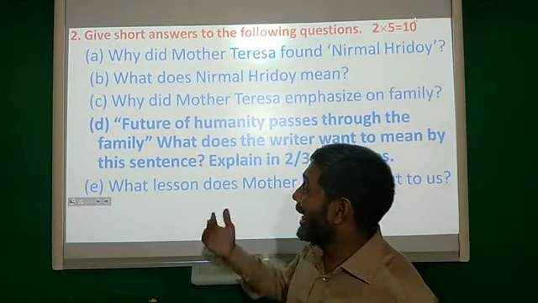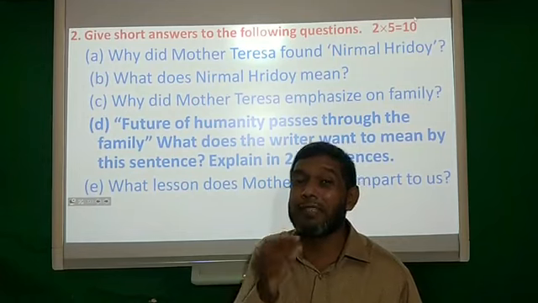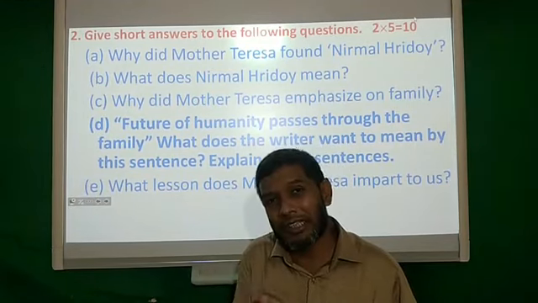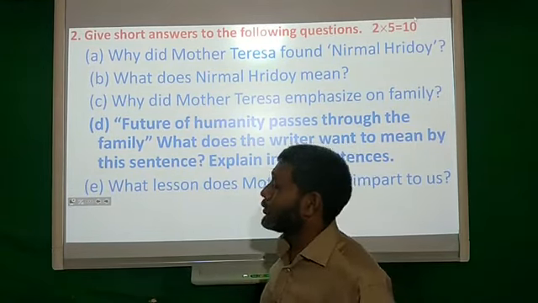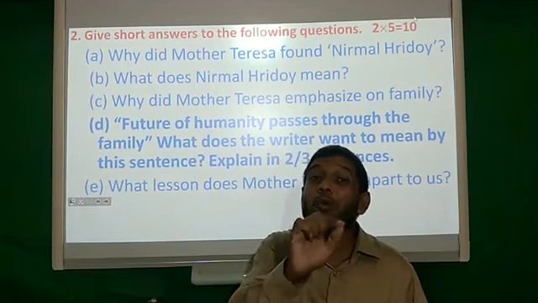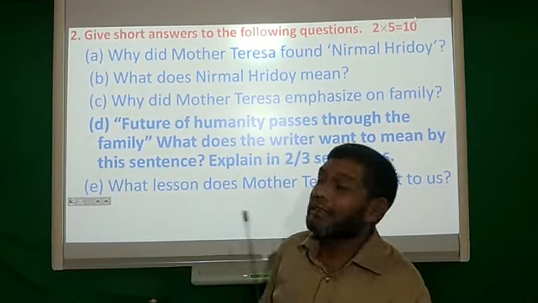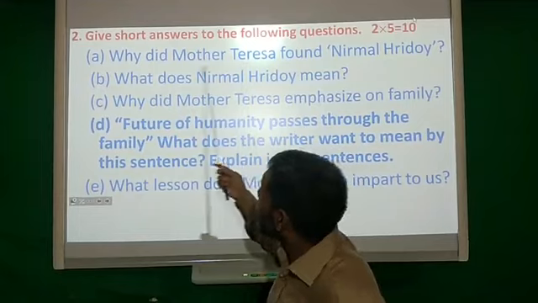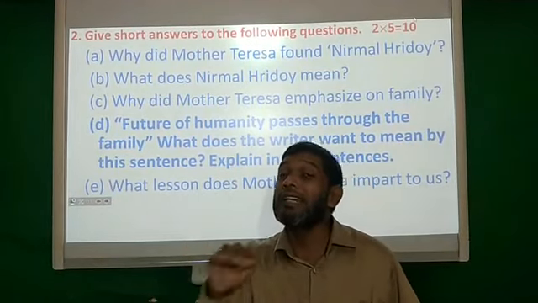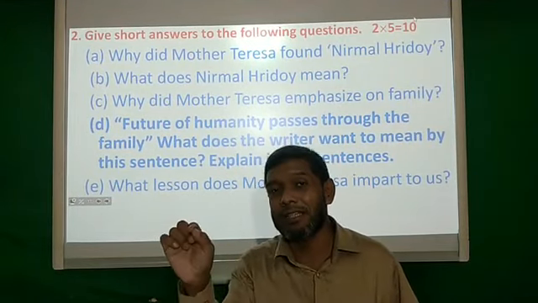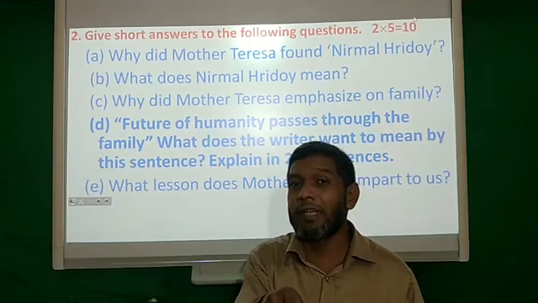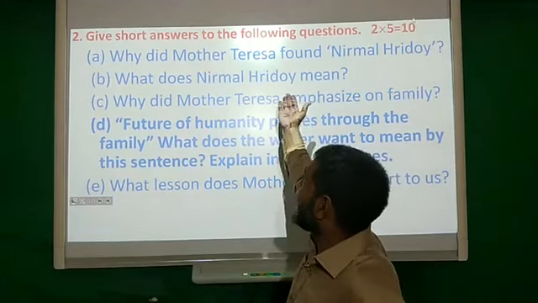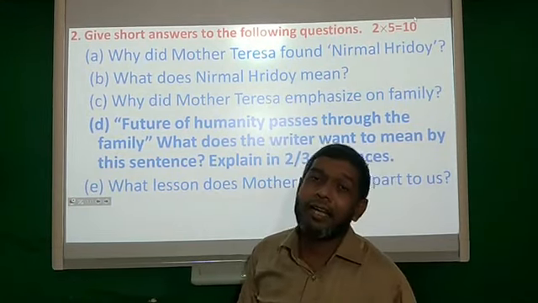And when you answer question number 1, that means MCQ, multiple choice questions, and question number 2, you will scan the passage. First you will read the questions, then you will enter the passage and scan it. You will find the specific information, and then you will arrange your answer and write it down.